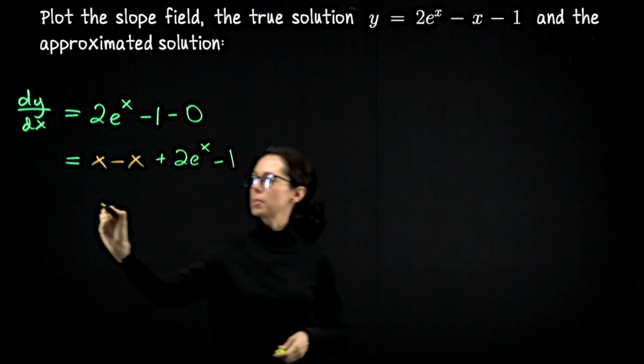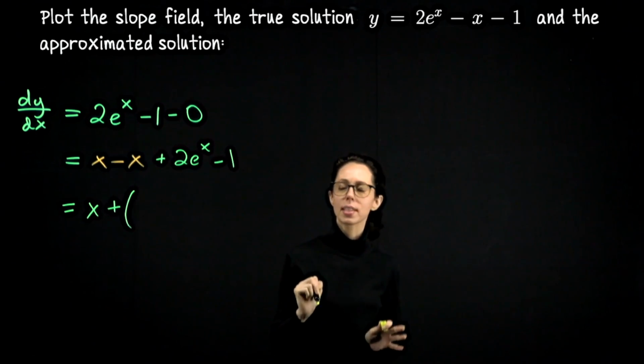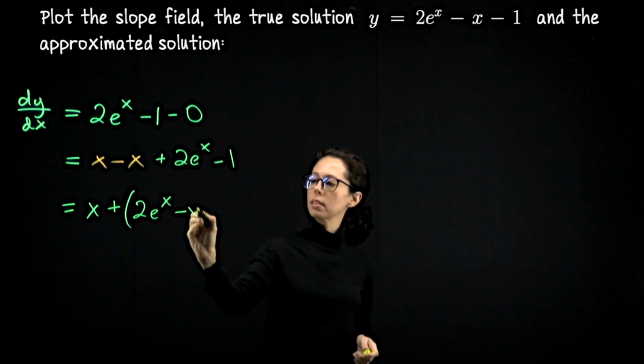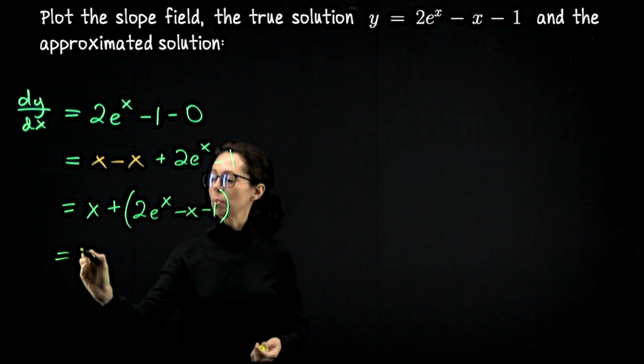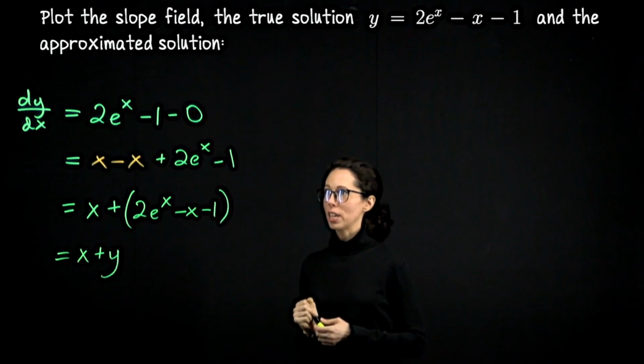Now rearranging terms, this is going to be x plus, and then I'm going to put it into parentheses just to emphasize that it's y. This is 2e to the x minus x minus 1. Now this is exactly what we're calling y. So this is x plus y. All right, so that is the solution to this differential equation.